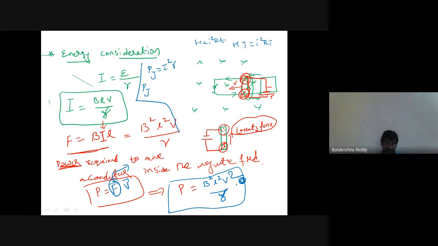That is, PJ equal to the same I square R, in the sense B square L square V square by R square, into R. Of course this is square, this is R, and in this, R square and R get cancelled, you have R. So this is the power dissipation. You can find here that the power dissipation is the same as the power required to push the conductor in the magnetic field. What did you find here? Power dissipated as Joule's heat is the same as the power required to push the conductor inside. So this is all about the energy consideration we can say.